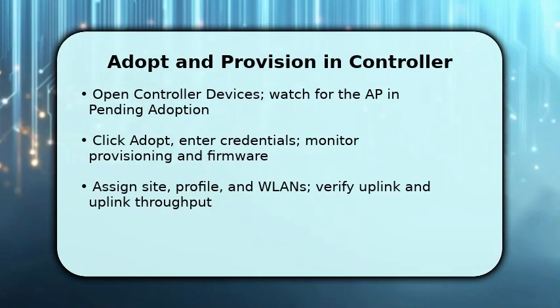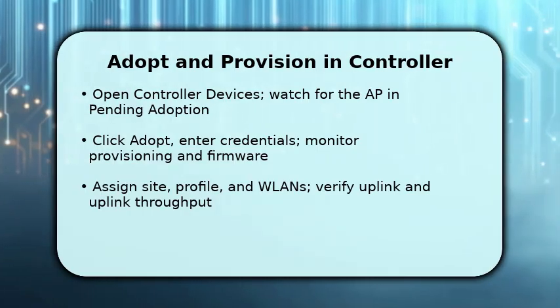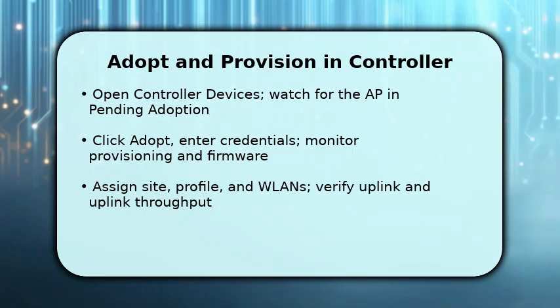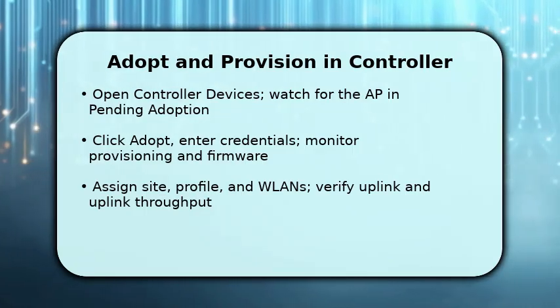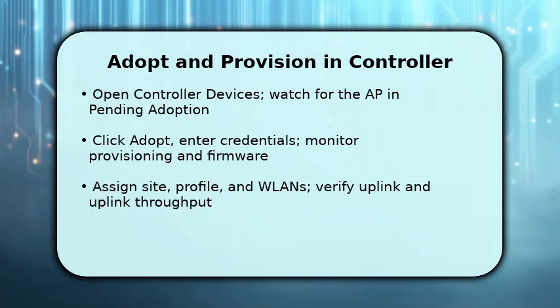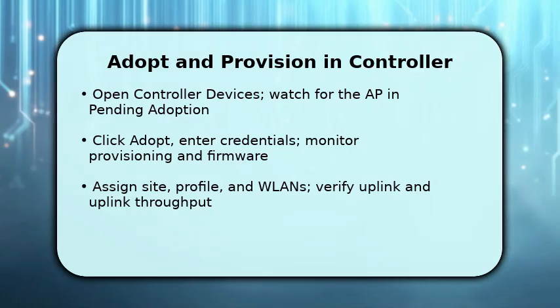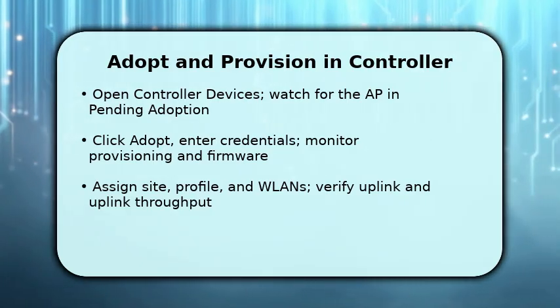After the AP knows the controller location, open the UniFi controller and go to Devices. You should see the AP listed as pending adoption. Click Adopt, supply the admin credentials if prompted, and let the controller push the configuration. This step performs provisioning and often a firmware update, which can take several minutes.